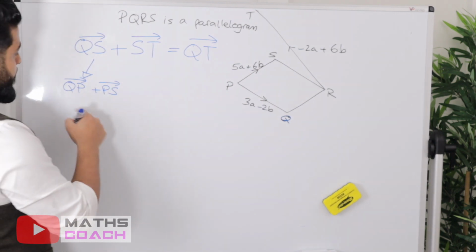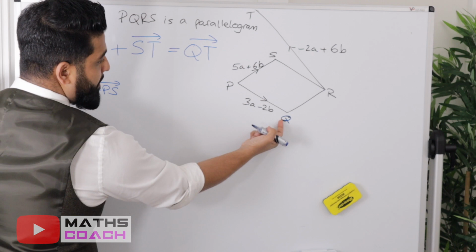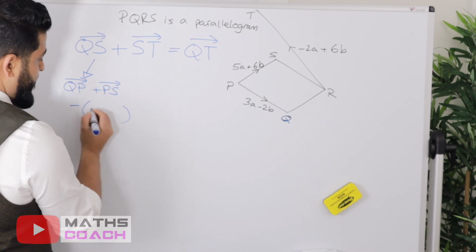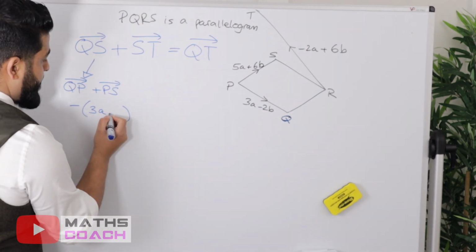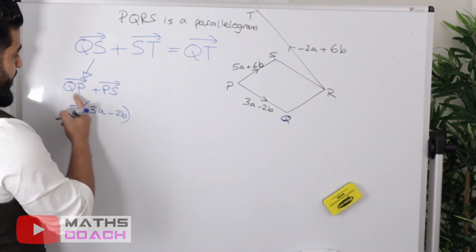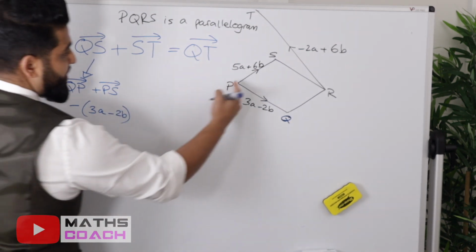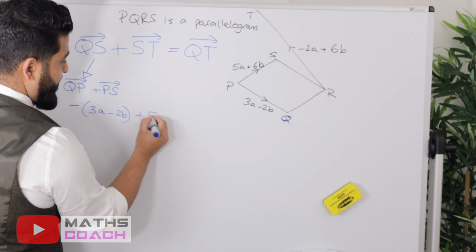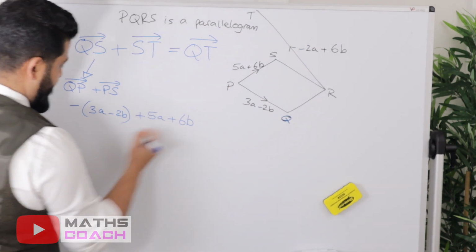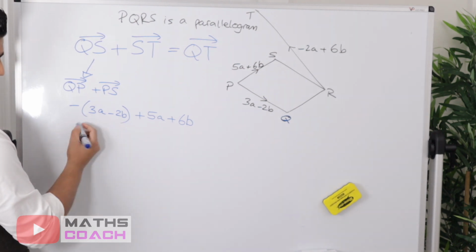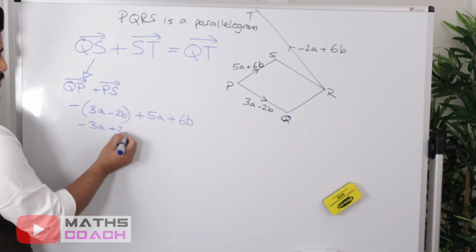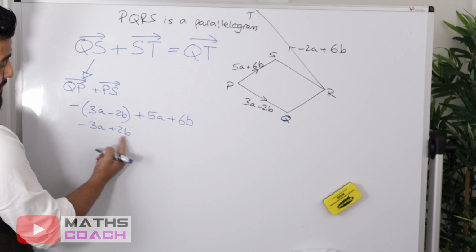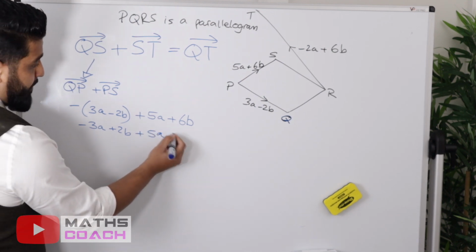All right, you've got that. So QP, we know, is going backwards to this. Okay, so going backwards to that is going to be minus that, which is 3A minus 2B. That is QP. PS is going to be 5A plus 6B, as we are told in the question. So plus 5A plus 6B. And all that's required now is to take this out of the bracket. So we get minus 3A plus 2B. So be careful with the negative signs here. Two negatives, when they're multiplied, will come out as a positive. So you get plus 2B. And then you do 5A plus 6B.